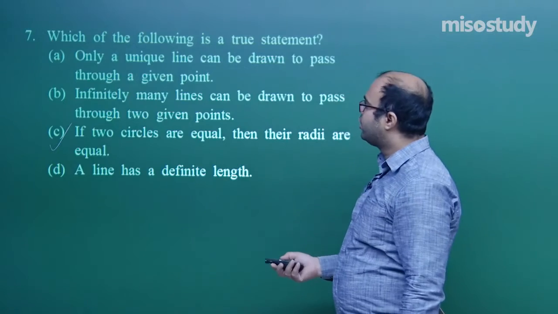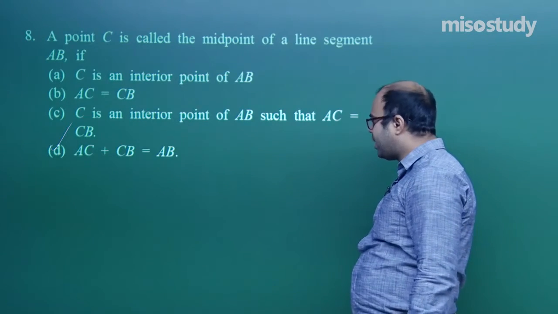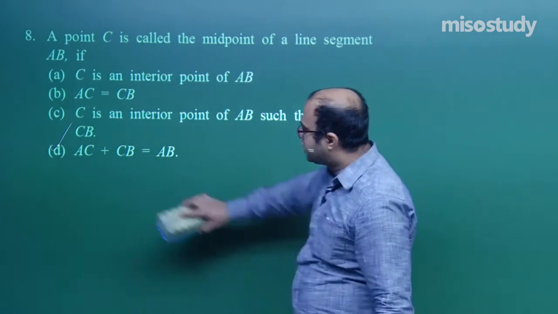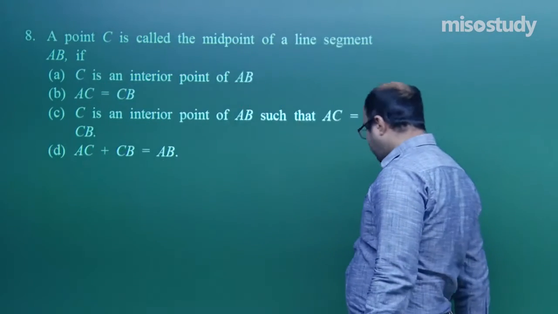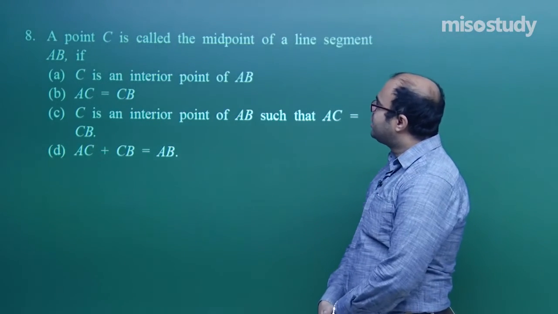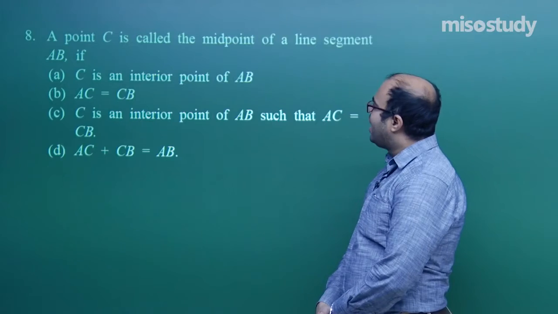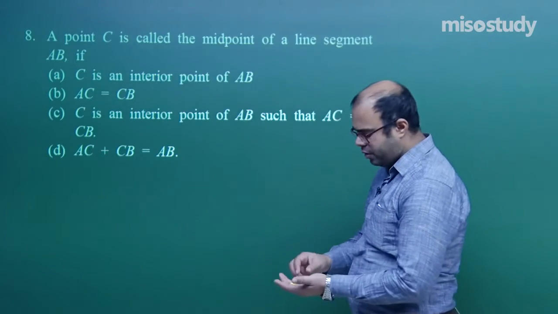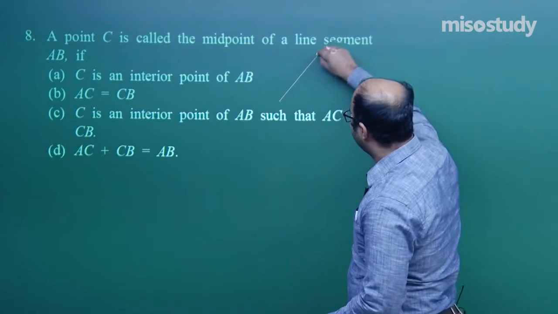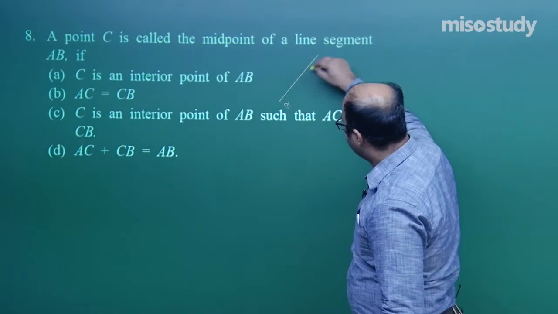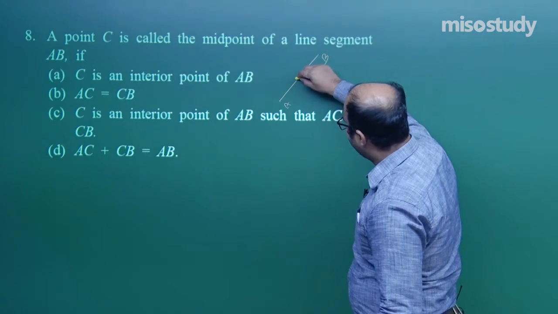Let us come to question number 8, which is of 2 marks again. This is saying a point C is called the midpoint of a line segment AB if, so there is a line segment AB and there is a midpoint C.